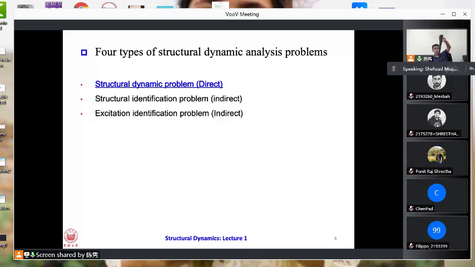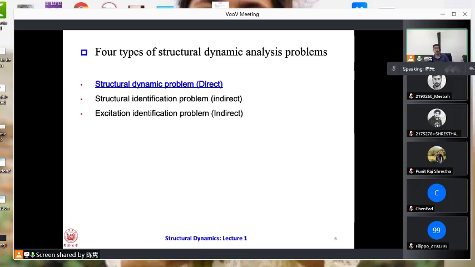If you have some device to push this structure away from its original position, you introduce an initial displacement, then you suddenly release it. There's no external loading here, but the structure vibrates. This is the vibration due to initial conditions. So this is one case, where you introduce initial displacements, or sometimes you can introduce initial velocity.